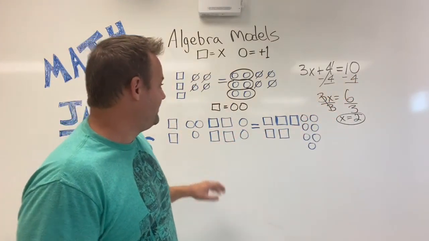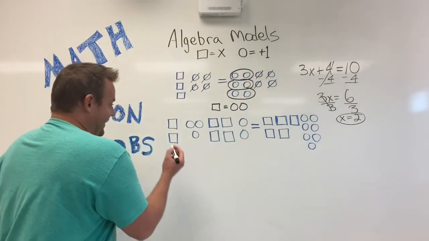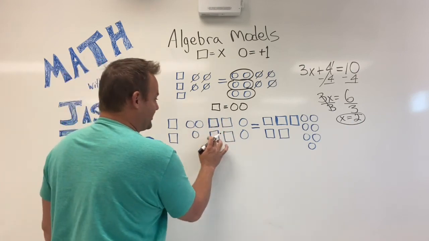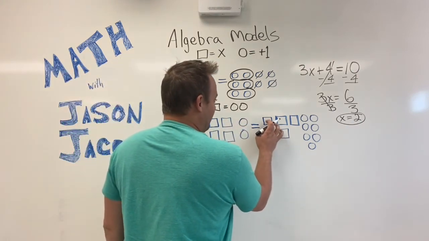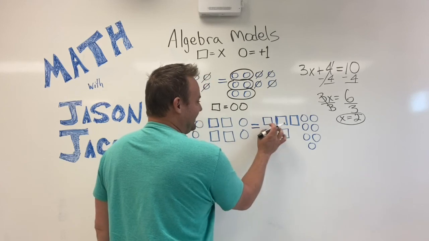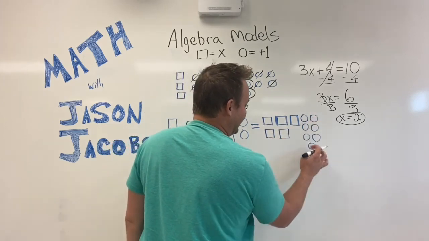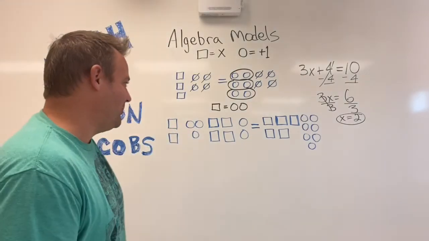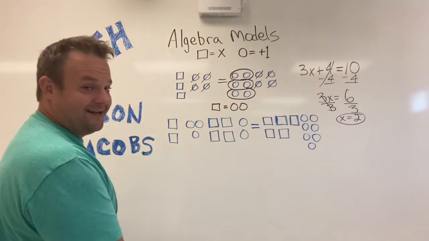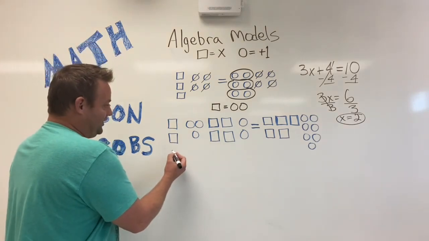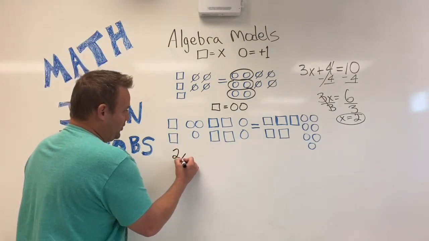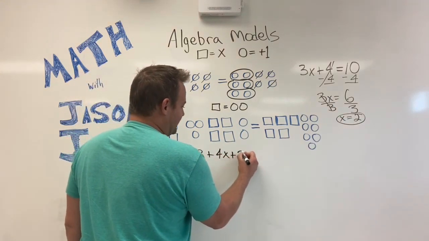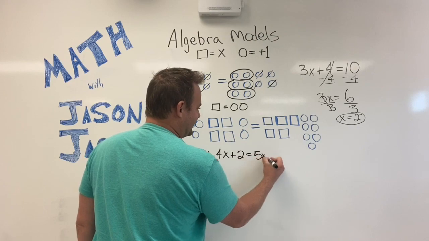Now let's look at this model, guys. You ready for this model? Here we go. Wow. 2 squares plus 3 circles plus 4 squares plus 2 circles equals 5 squares plus 7 circles. So 1 square equals how many circles? Wow. Let me break this down for you. What this is really saying is 2x plus 3 plus 4x plus 2 equals 5x plus 7.